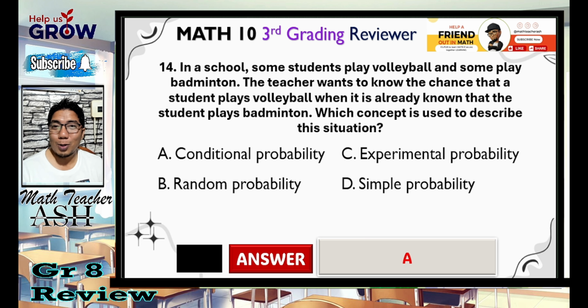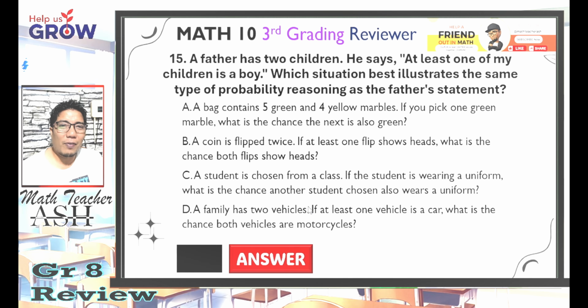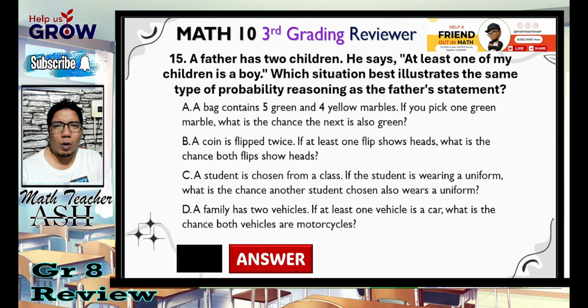So, now, let us go to question number 15. A father has 2 children. He says, at least one of my children is a boy. Which situation best illustrates the same type of probability reasoning as the father's statement? Is it A, a bag contains 5 green and 4 yellow marbles? If you pick one green marble, what is the chance the next is also green?